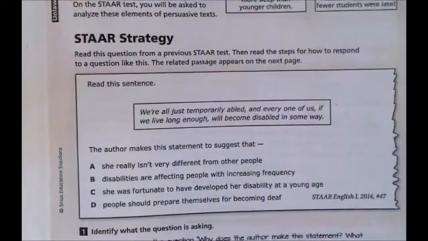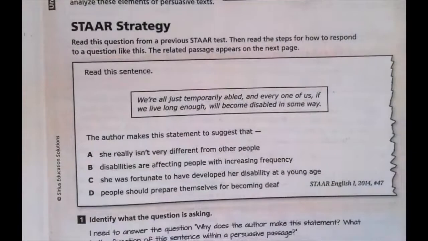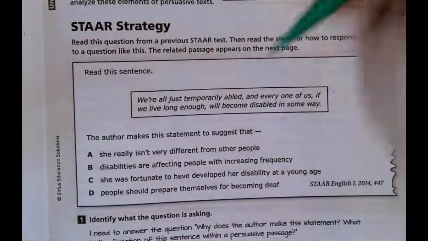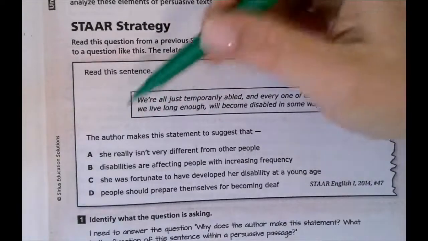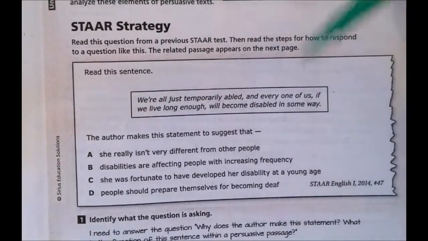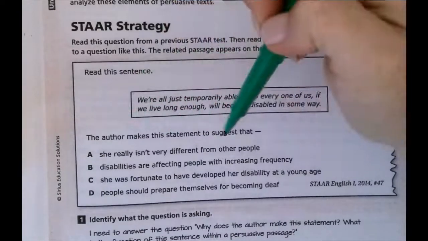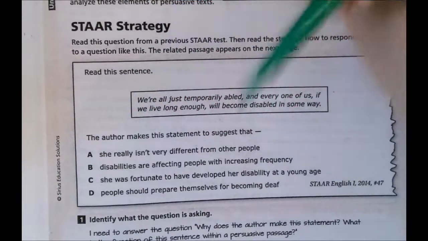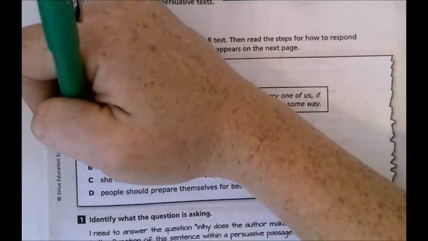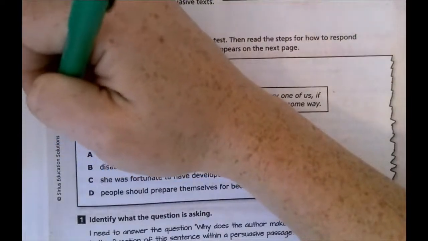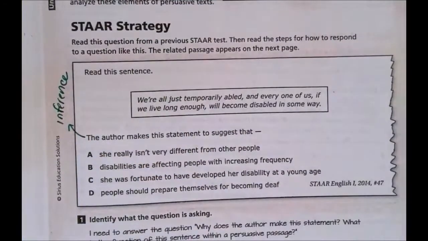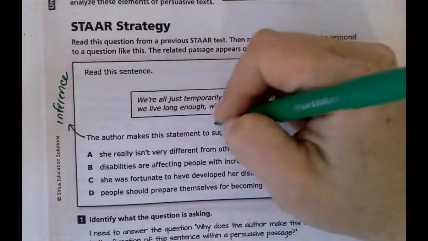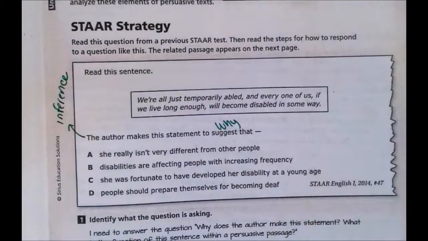So let's move down to the STAR strategy here, and let's give this a practice. As always, we want to read the question first, okay? And then this is just a part of a passage. It says, the author makes this statement to suggest that... So what is the author asking us to infer? Why are they doing this?